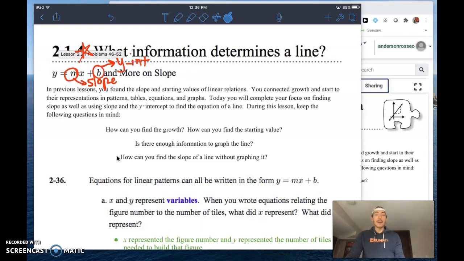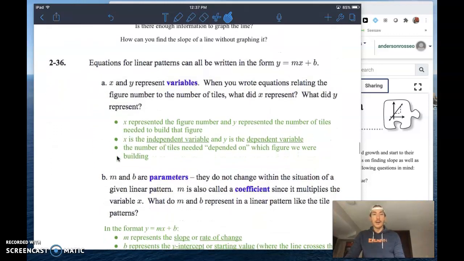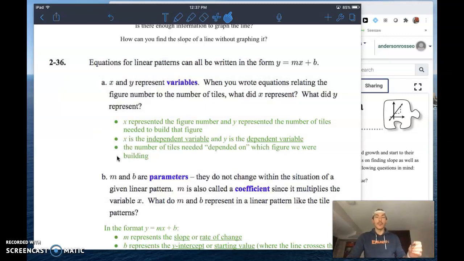But how can we find the growth? We talked a little bit in prior lessons that the growth is, of course, our slope, our rate of change. And how can we find the starting value? That is our y-intercept. So let's move on here to 2-36, and I've set this up ahead of time, and hopefully you can do a little bit of reading and talking with me just to save us some time and hopefully not make these videos too long.